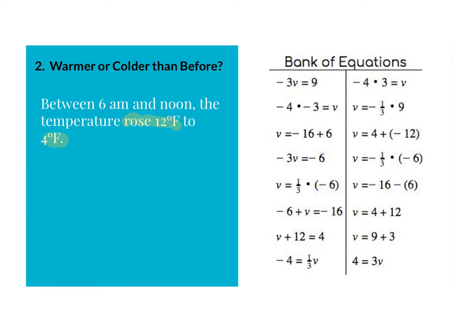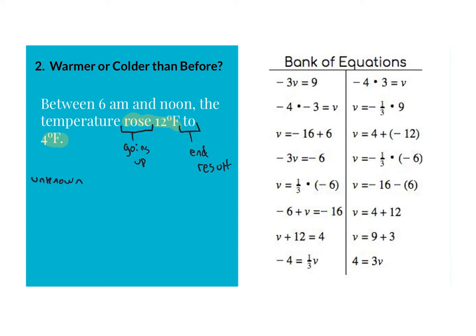There are some really key words in there. One is rose, which means it's going up. And this word to means that was the end result. By highlighting these little clues, that's going to help us figure out what our variable is going to be. What is that missing piece of information? We know what the change is, the rise of 12, and we know what our end is. Our end is 4.